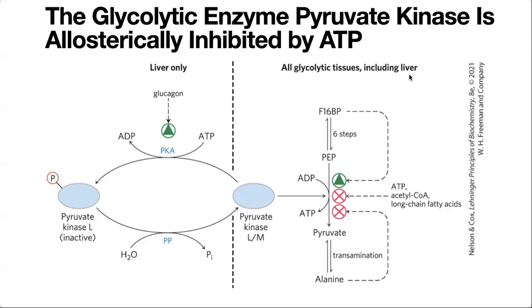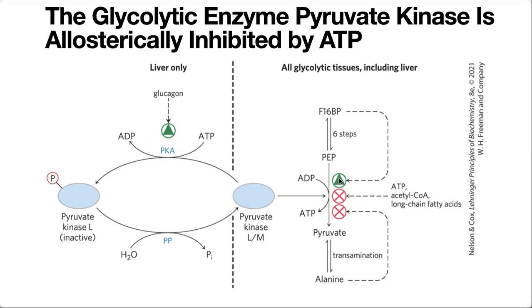So that glycolytic enzyme, pyruvate kinase, is going to be allosterically inhibited by ATP, and in our liver we'll see that it's also going to be regulated by phosphorylation. We have different versions of this pyruvate kinase. In our liver, we've got this L form, and in our muscles, we have this M form. Both of those are going to be regulated by ATP, but in our liver, we also get this phosphorylation regulation, which we'll get to in a second.